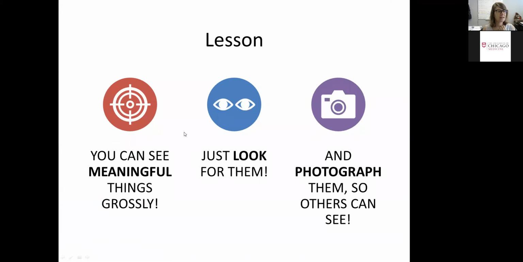So the lesson here is you can see meaningful things grossly. Just look for them, document them, photograph them so others can see. You have the privilege of dealing with that fresh or fixed gross specimen, whereas those of us at this end don't always have that privilege. And so please allow us the opportunity to see what you see. And from my perspective, it's very, very helpful to have those gross images because they often provide a lot of information. So thank you for being diligent about taking them, and please continue to do so.